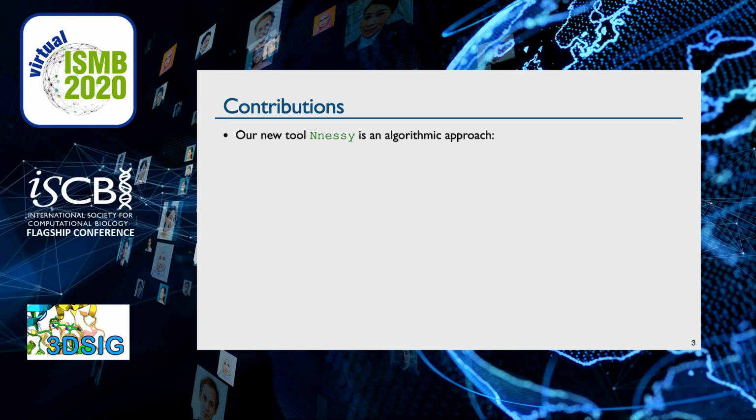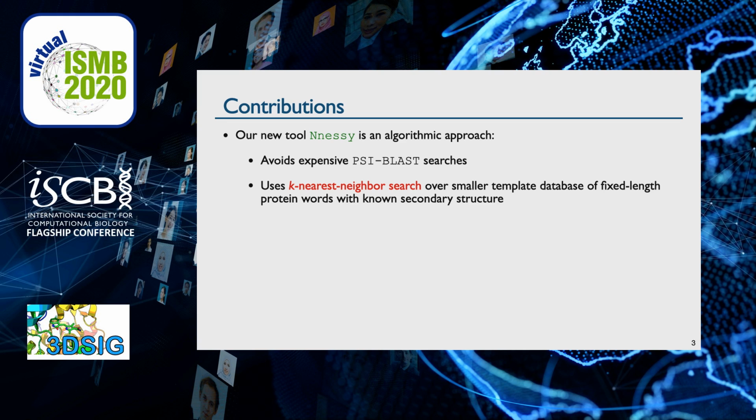Our new tool Nessie is an algorithmic approach to protein secondary structure prediction, which avoids expensive SciBlast database homology searches. Nessie is a template-based method and uses k-nearest neighbor search over a smaller template database of fixed-length protein words with known secondary structure. These words are searched under a distance metric that obeys the triangle inequality, so we can leverage algorithms for nearest neighbor search over metric space, so the problem is much more structured. Nessie also computes a maximum likelihood physically valid prediction via dynamic programming, where the dynamic programming satisfies minimum run lengths, even for 8 states, runs in linear time, and is easily adaptable to other tools.